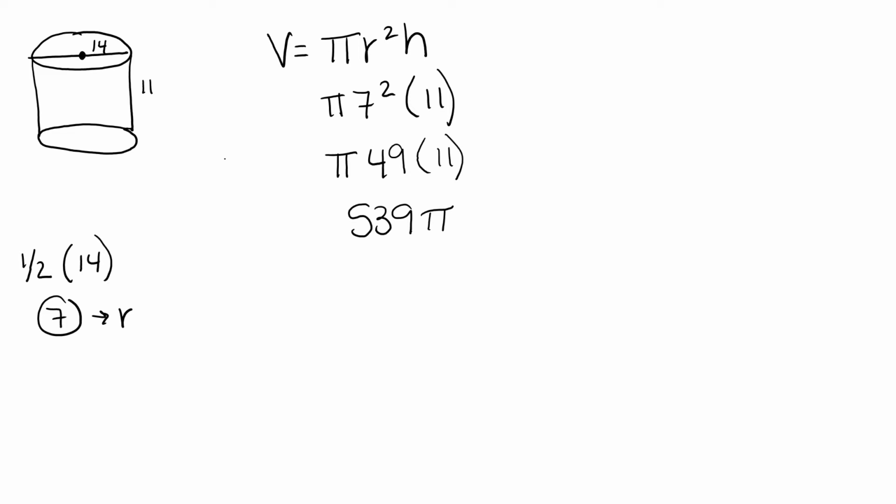And then the directions tell us to use 3.14 for pi. So we're going to do 539 times the 3.14 value to get 1692.46. Now the directions tell us to round to the nearest tenth. 4 is in the tenths place. The 6 tells us to round up. So that means that our 0.4 is going to round up to a 0.5.